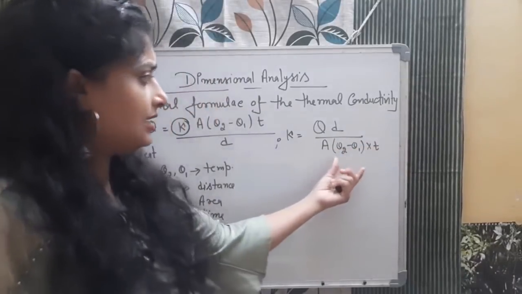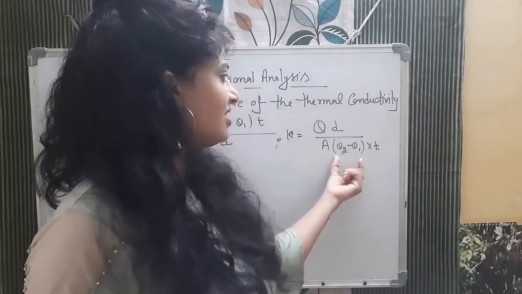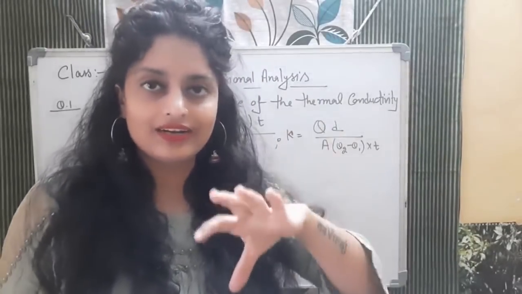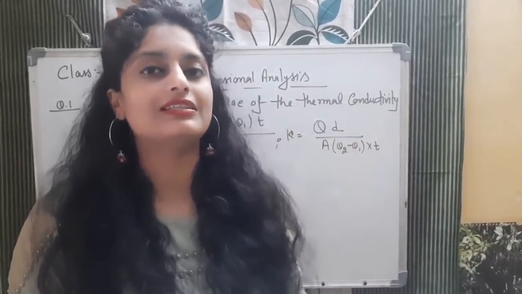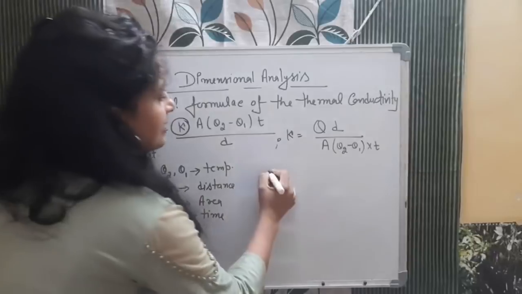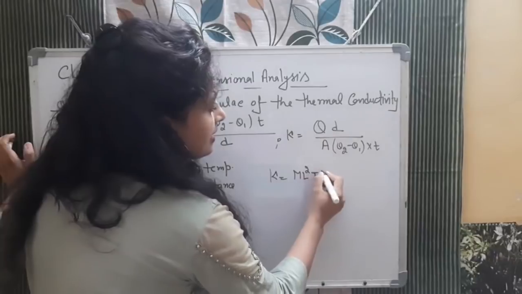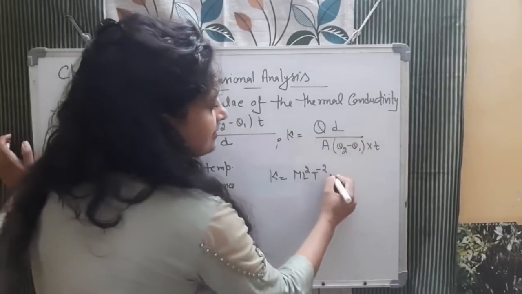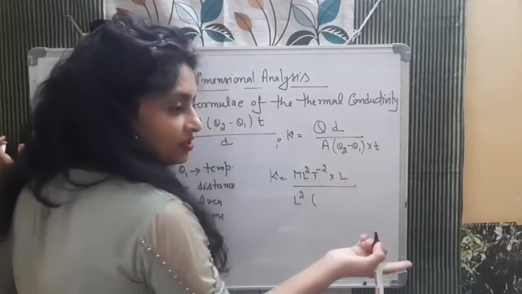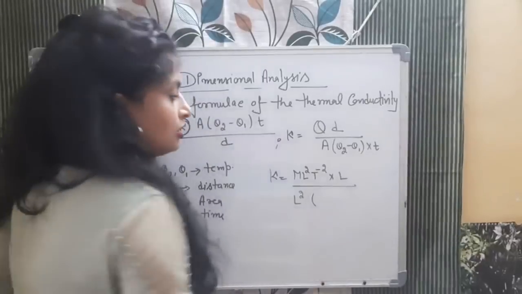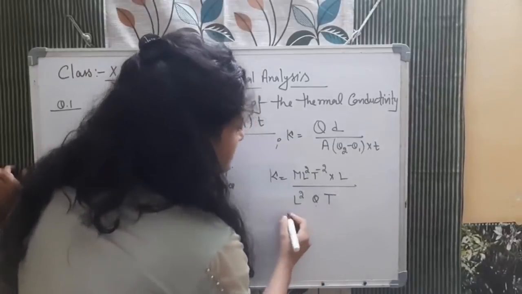Now you must be thinking, ma'am, how will we represent the temperature? So temperature in this case we can write as theta only. Temperature is also a basic physical quantity, and its unit is Kelvin. So how will we write the dimensional formula? For heat, the formula is M L squared T minus 2, energy. Distance is L. Area is L squared. The temperature difference is also temperature, so for temperature I am writing only theta. T is time.